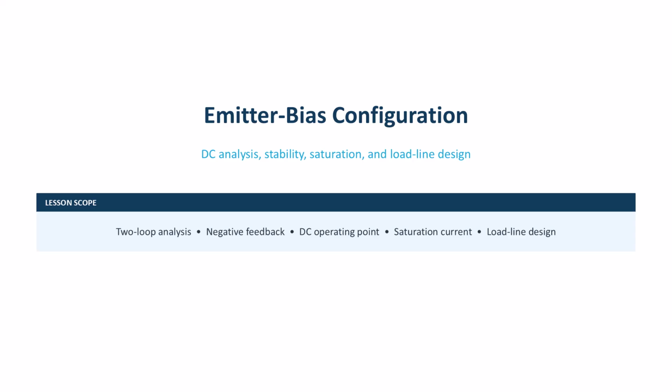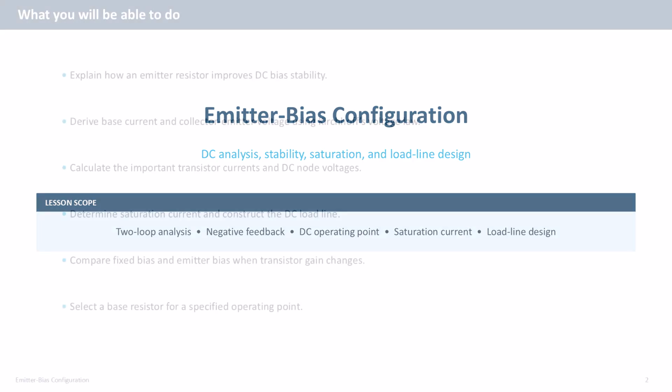After deriving the governing equations, we will calculate a complete operating point, examine how the emitter resistor reduces sensitivity to transistor gain, determine the saturation current and DC load line, and finish with a design example. Throughout the lesson, we use the constant base emitter voltage model with a silicon drop of 0.7 volts, and we assume active region operation unless saturation is being calculated.